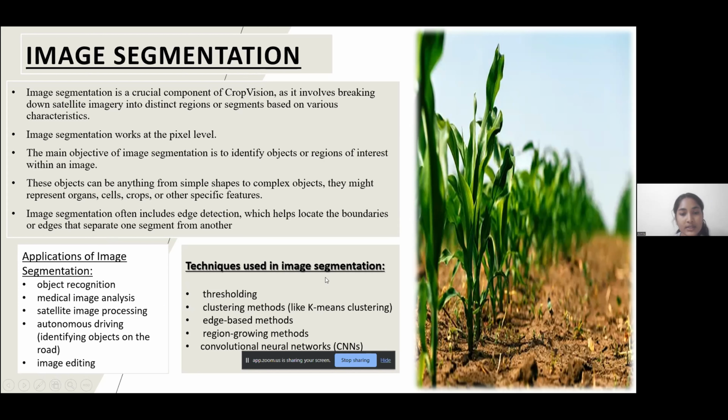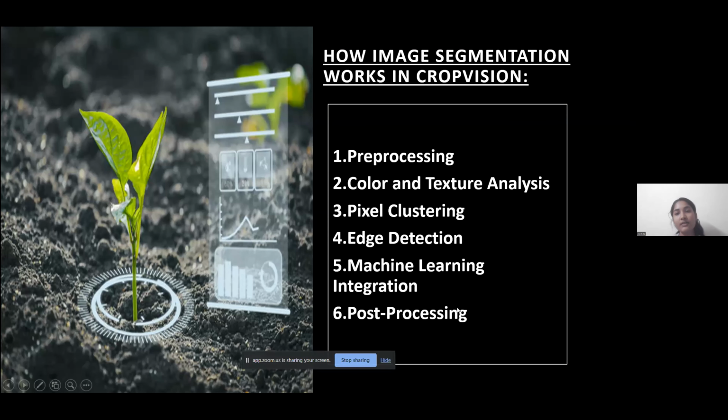The techniques used in image segmentation are thresholding, clustering methods, edge-based methods, region growing methods, and convolutional neural networks. So the question is how image segmentation works in Crop Vision. The first step is pre-processing. In pre-processing, we process the satellite imagery. This includes tasks like noise reduction, image enhancement, and calibration to ensure that the images are of the highest quality.